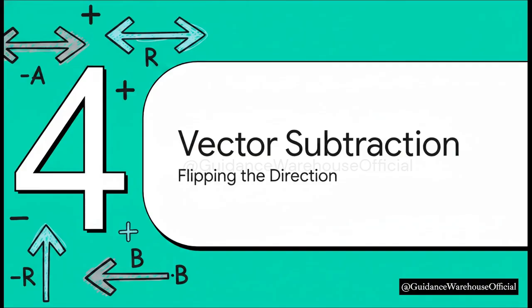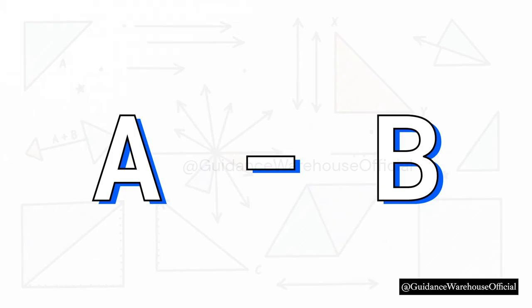Flipping the direction. We know how to add them, but what about taking vectors away? Now wait, this is super important. What happens if we need to subtract a vector instead of adding one? I know, it sounds incredibly complicated to subtract an arrow pointing in space, but the secret is locked right here in this very simple formula. A minus B is exactly the same as A plus negative B. So to subtract, we're simply going to add a negative vector.